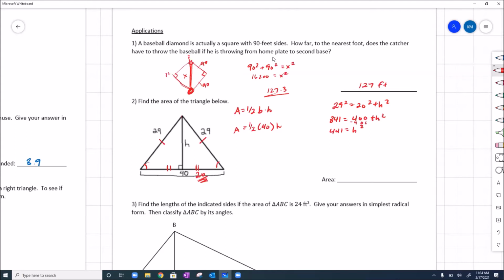Subtracting 400 from both sides, the square root of 441 is 21. So we find out that our height is 21. Now area equals 1/2 our base, which is 40, because it's still the base of the entire thing, times our height, which is 21. So 20 times 21 gives us 420, and I'll just say units squared.